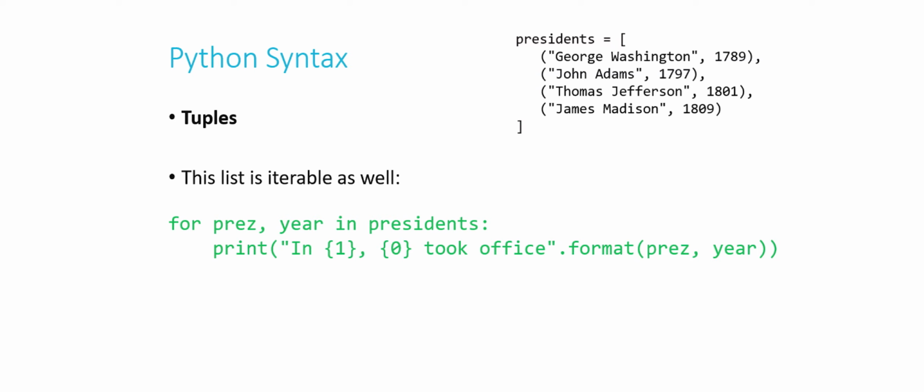I have a set of 4 tuples where each is arranged pres, comma, year. Then I'm doing something weird. Print in square bracket, in curly brackets 1, curly bracket 0 took office, dot format pres year. What is happening? This is actually just how the print function in Python does what printf does in C. Instead of using %s or %c or %d, those format specifiers that we're used to from C, here we use the dot format method, which we'll talk about again in just a moment, at the end of the print function.